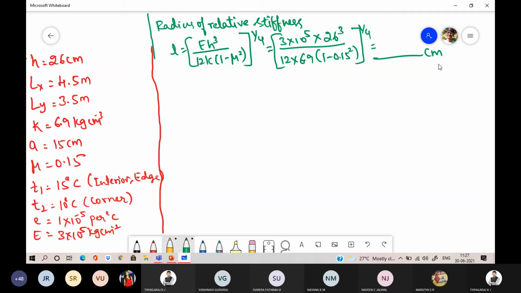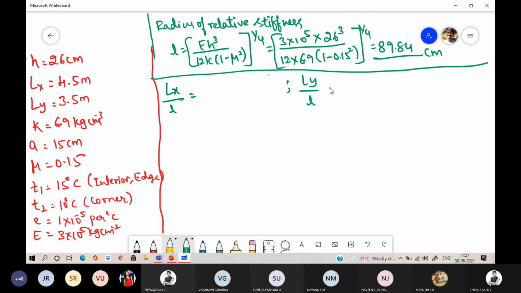How much have you got? Sir, 89.84, sir. 0.4 centimeter. Now, this completes this one. Now calculate Lx by L, then Ly by L.